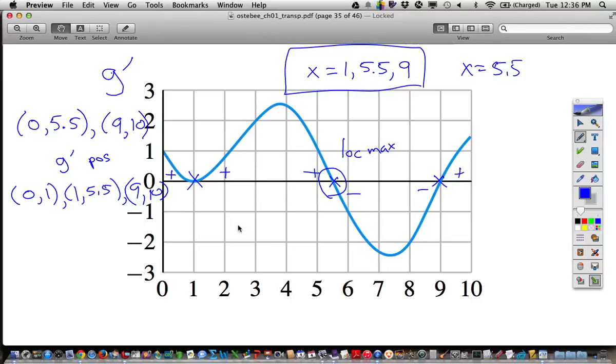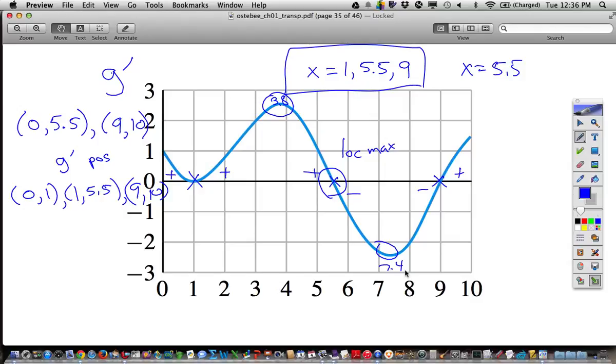Is it concave up at 6? No, because G prime is decreasing. G prime decreasing means G would be concave down. All of that is right in the chart. All right. Then they tell us that this point is at 3.8, right here, and this point is at 7.4. What are those? But what do these facts say about the graph of G?